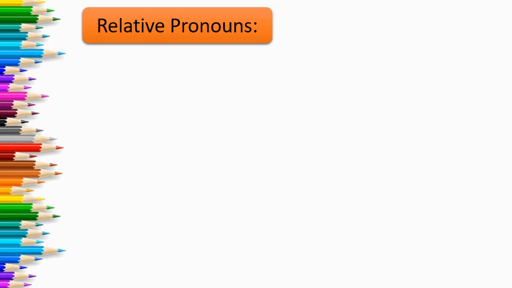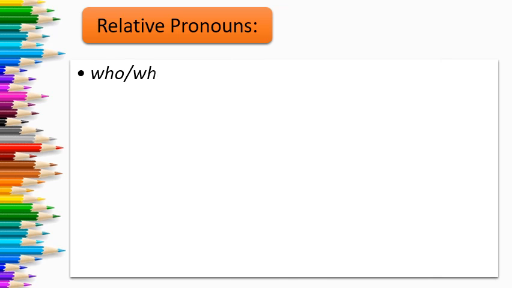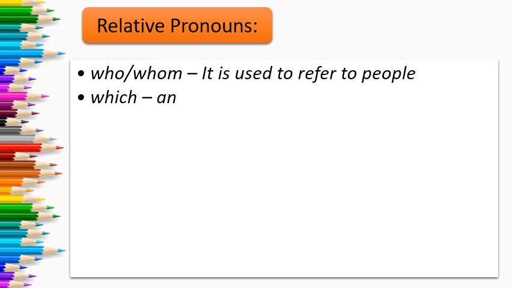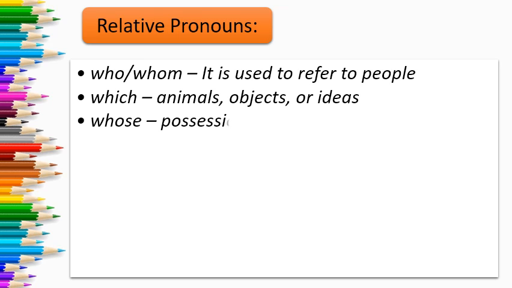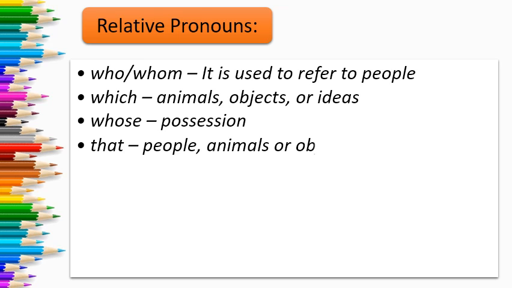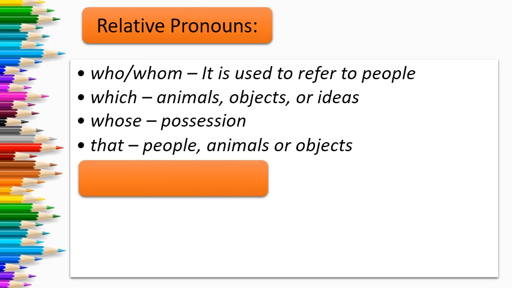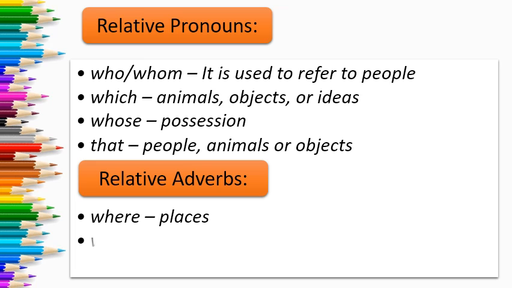Some relative pronouns function as: who or whom, used to refer to people; which, used to refer to animals, objects or ideas; whose, used to refer to possession, you can say belongingness; that, used to refer to people, animals or objects. Now, there are some relative adverbs also which join the principal clause with the subordinate clause. These are where, used for places, when, used for time, and why, used for reason.